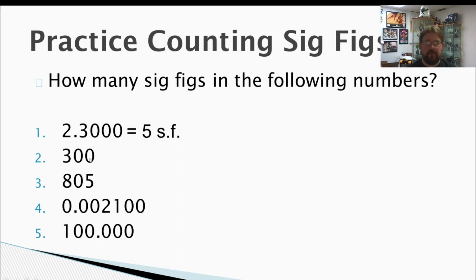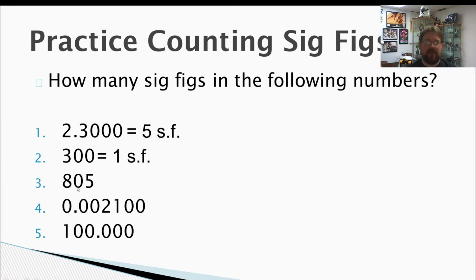Let's look at number 2, 300. The 3 counts because it's not a 0. These zeros are to the right, the end of the number, but look, there's no decimal place. They are not significant. They are just placeholders. So that means the only significant figure in this measurement is the 3. So it is 1 significant figure.